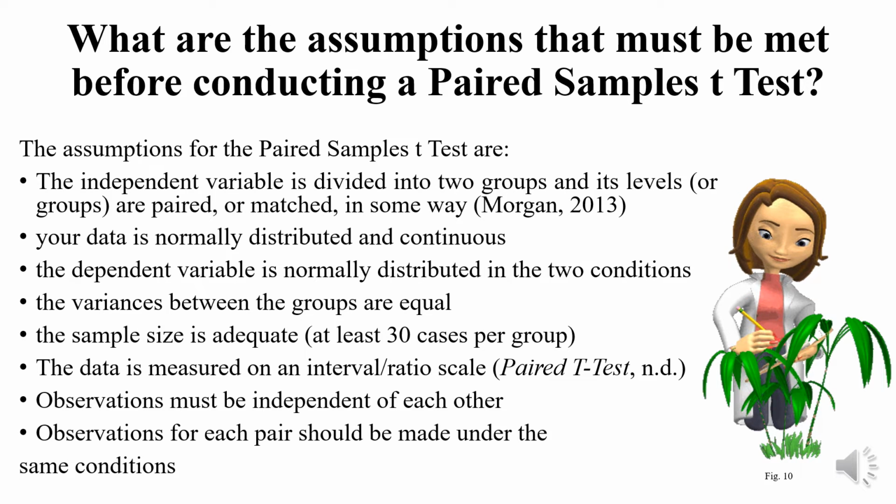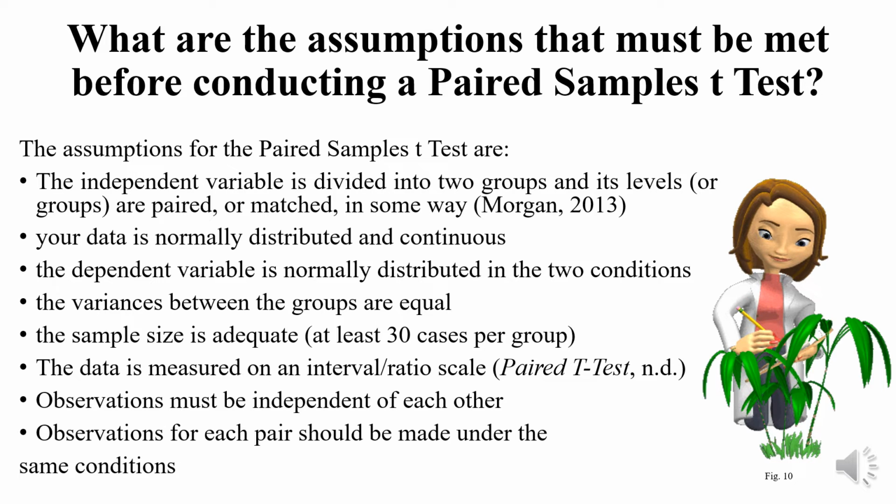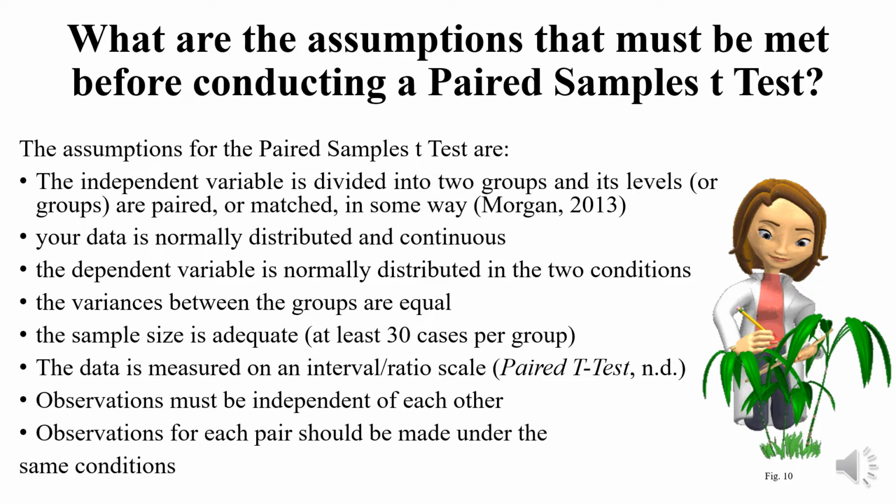Before we look at the details of how to perform and interpret a t-test, it's a good idea to understand the assumptions underlying the use of the t-test. One of the first and most obvious assumptions in the paired samples t-test is that only the matched pair can be used to perform the paired samples t-test. Some additional assumptions: the data is normally distributed and continuous. The dependent variable is normally distributed in the two conditions.